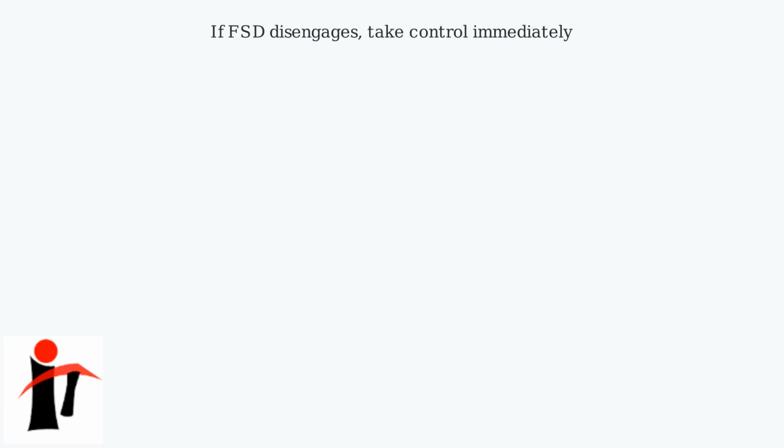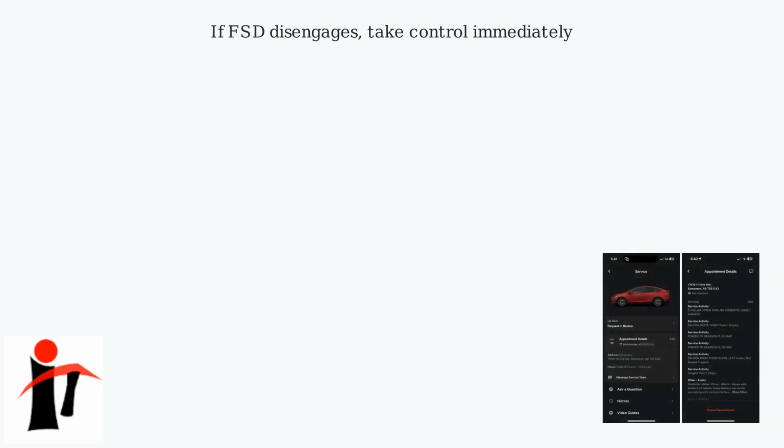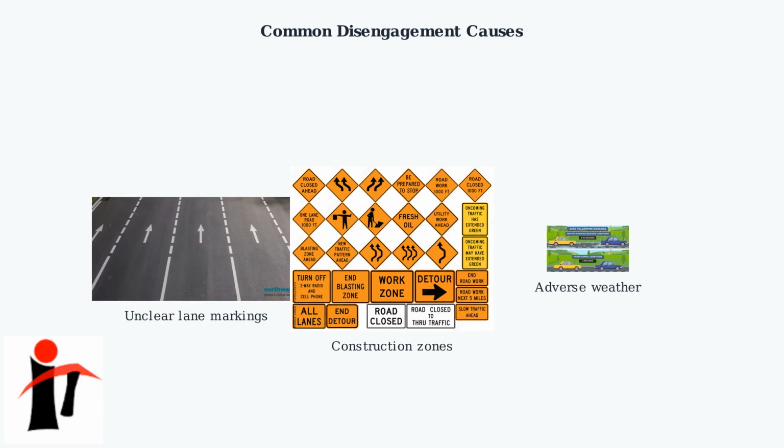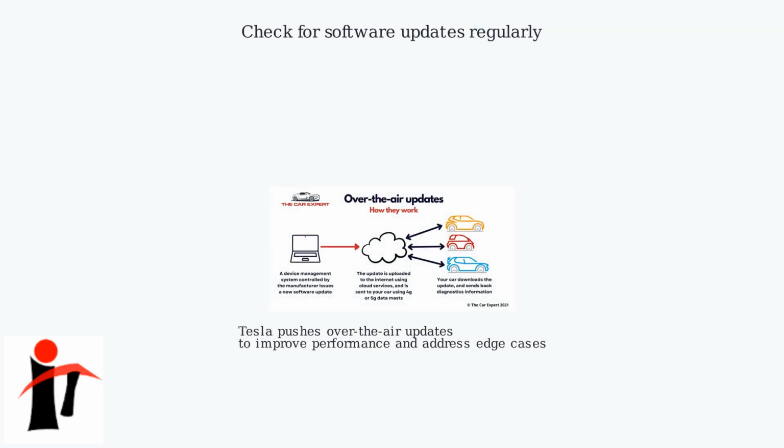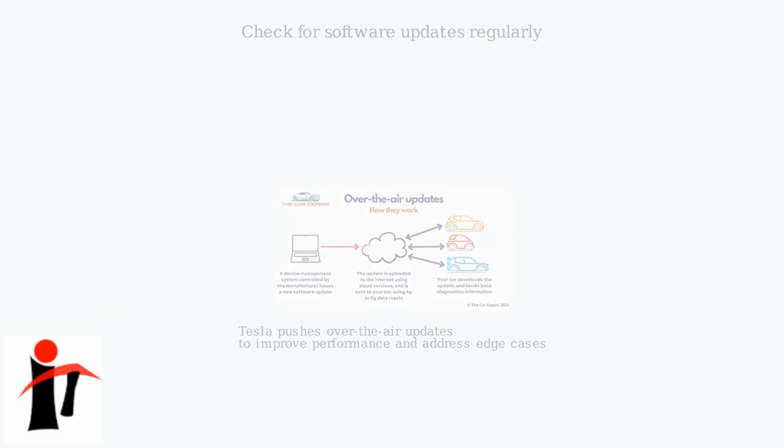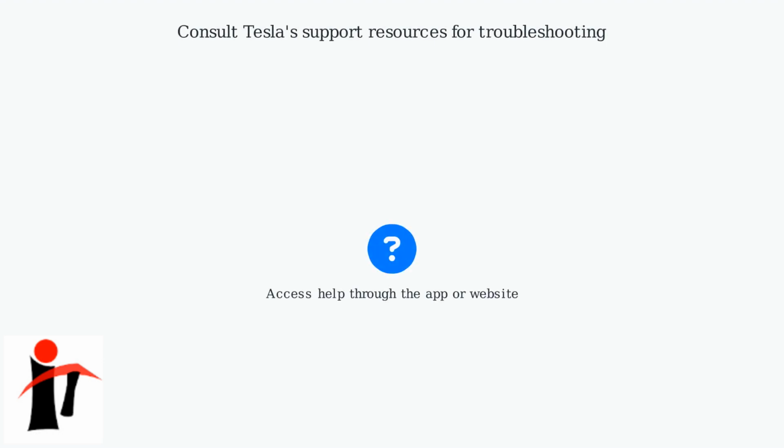If FSD disengages, take control immediately. Common causes include unclear lane markings, construction zones, or adverse weather. Check for software updates regularly, as Tesla pushes over-the-air updates to improve performance and address edge cases. Consult Tesla's support resources for troubleshooting.